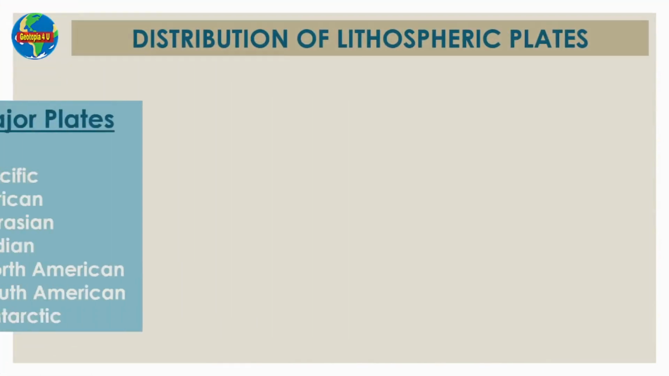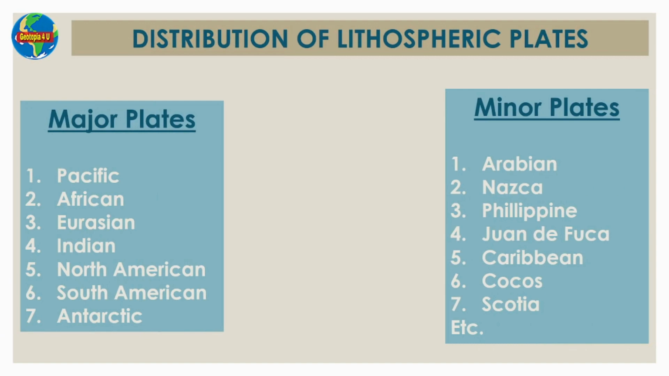Distribution of lithospheric plates. The major plates of the world are the Pacific plate, African plate, Eurasian plate, Indian plate, North American plate, South American plate, and Antarctic plate. Some of the minor plates of the world are the Arabian plate, Nazca plate, Philippine plate, Juan de Fuca plate, Caribbean plate, Cocos plate, and Scotia plate.